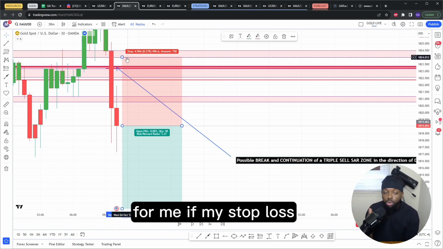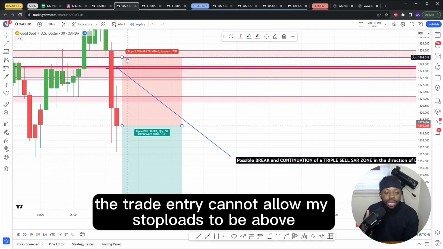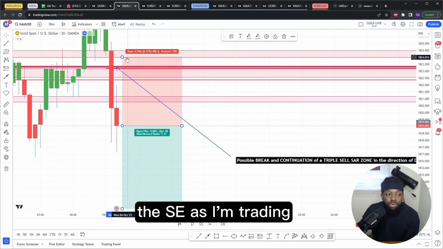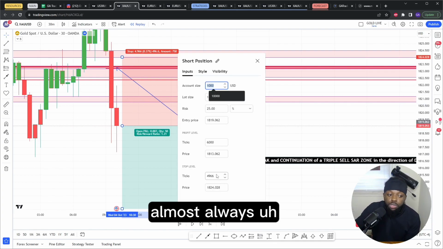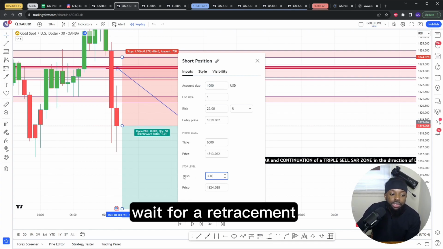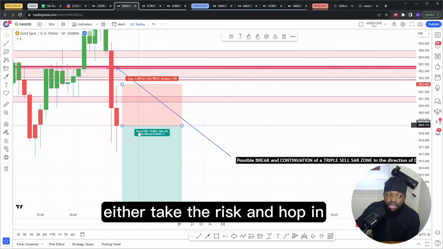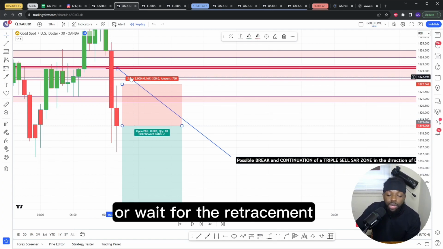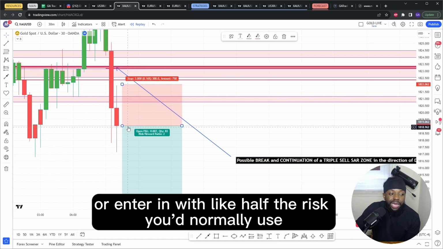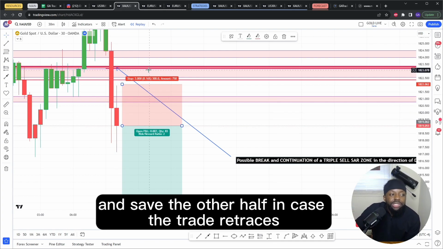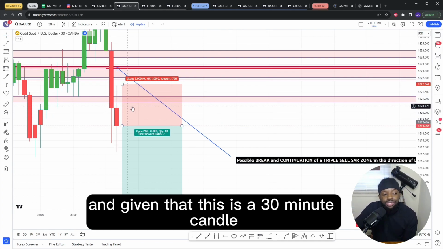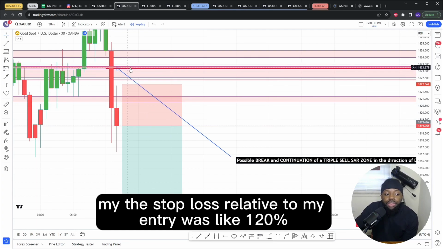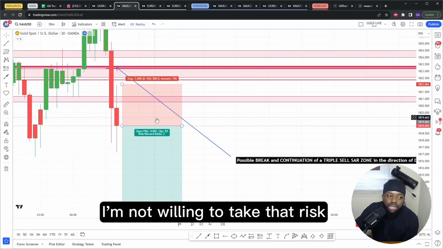For me, if the trade entry cannot allow my stop loss to be above the SARs I'm trading, I will almost always wait for a retracement, because there's three things you can do: either take the risk and hop in, or wait for the retracement, or enter in with like half the risk you'd normally use and save the other half in case the trade retraces. But in this case, given that this is a 30-minute candle, the stop loss relative to my entry was like 120%. I'm not willing to take that risk.